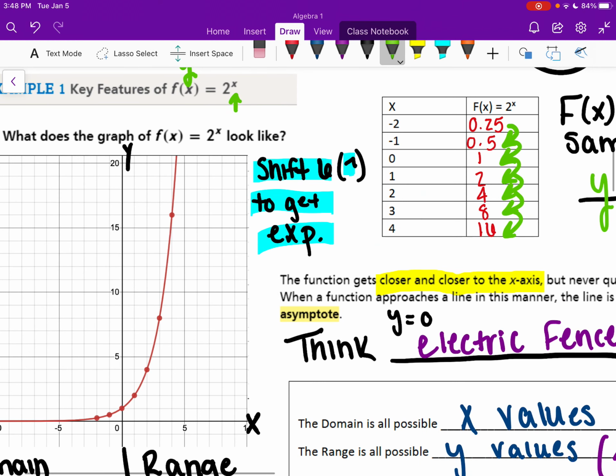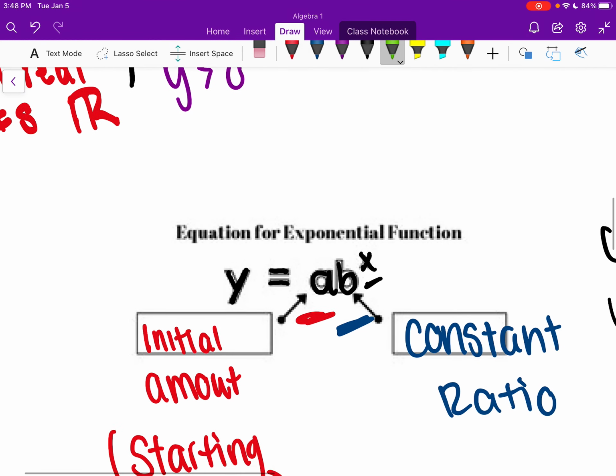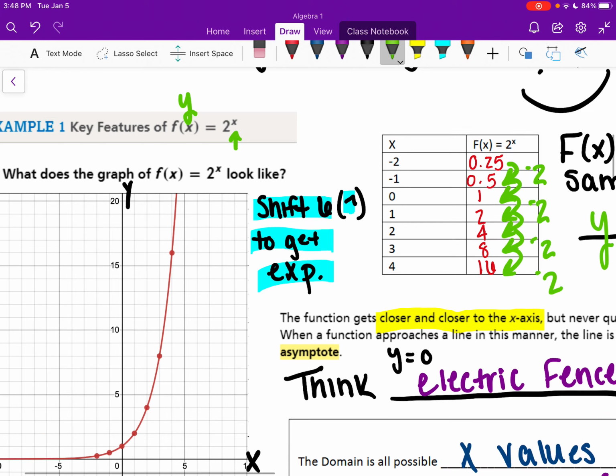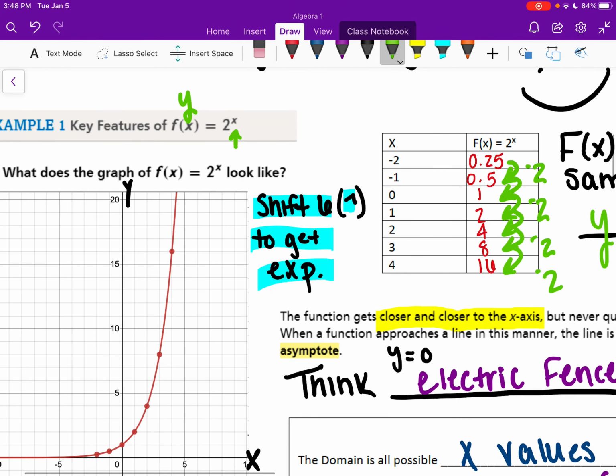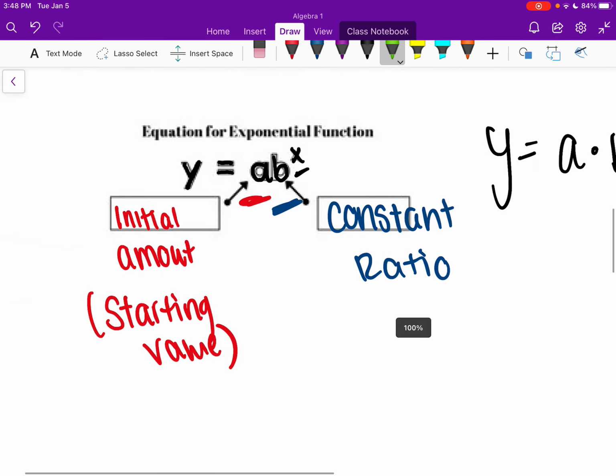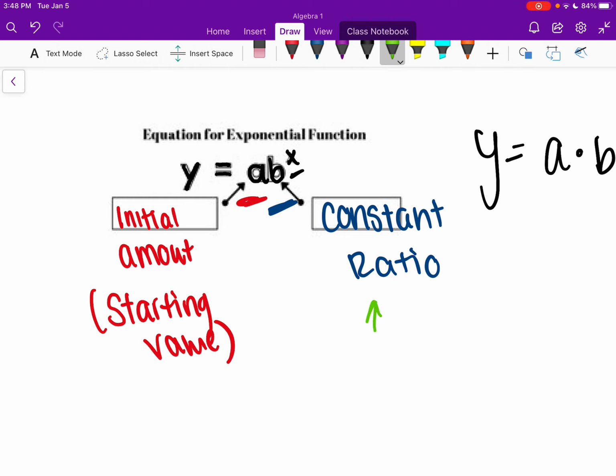If you think about it, what's happening between these numbers? How do I go from 1 to 2, 2 to 4, 4 to 8, 8 to 16? You guys, I'm multiplying by 2 each time. That's that constant ratio. That's what makes it a curved exponential line, is it's being multiplied each time. So take a little note. That's what we multiply by each time.